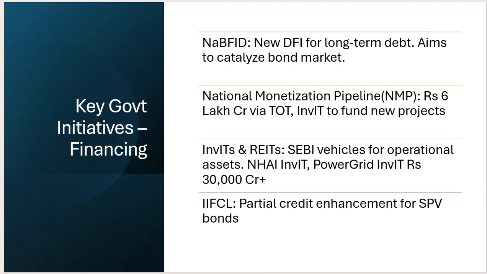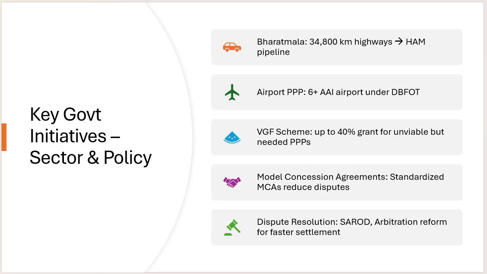Then InvITs and REITs, the SEBI vehicles for operational assets like NHAI InvITs and Power Grid, with 30,000 crore collected and used in different kinds of projects. Then IIFCL, partial credit enhancement for special purpose vehicle bonds. It is also one of the initiatives done by the government in this domain. So let's discuss the key government initiatives in the sector and policy.